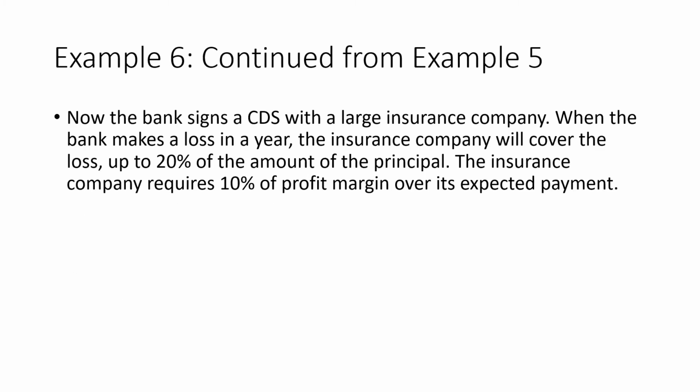Example 6. Continued from example 5. Now the bank signs a credit default swap contract with a large insurance company. When the bank makes a loss in a year, the insurance company will cover the loss up to 20% of the amount of the principal. The insurance company requires 10% of profit margin over its expected payment.